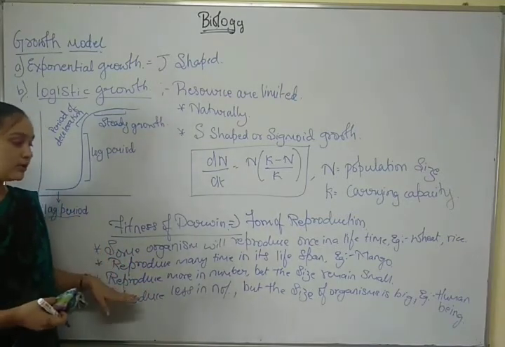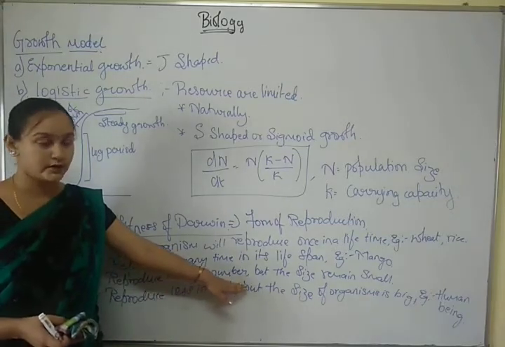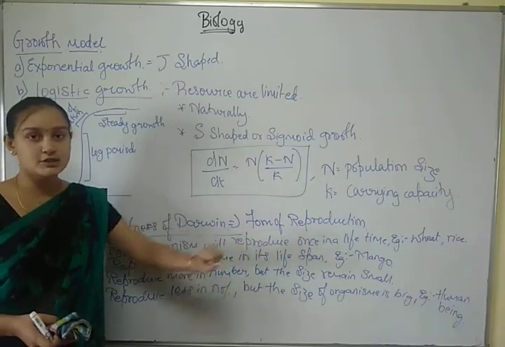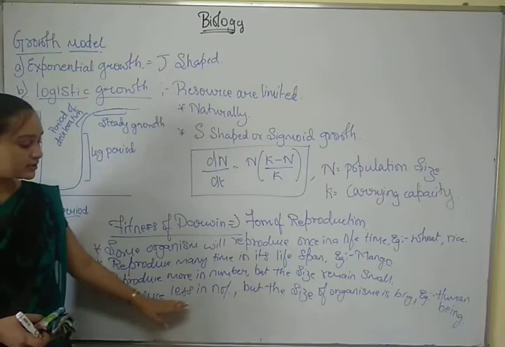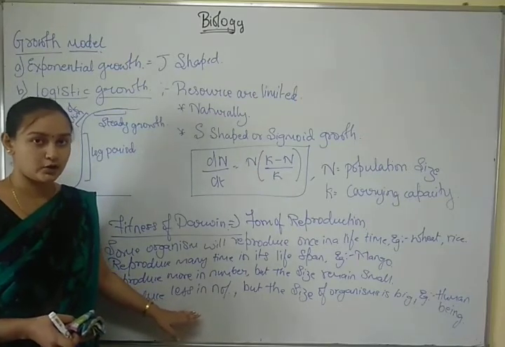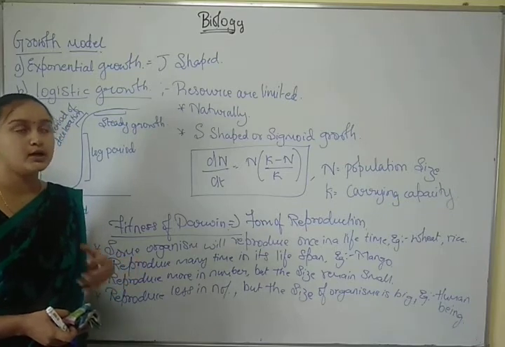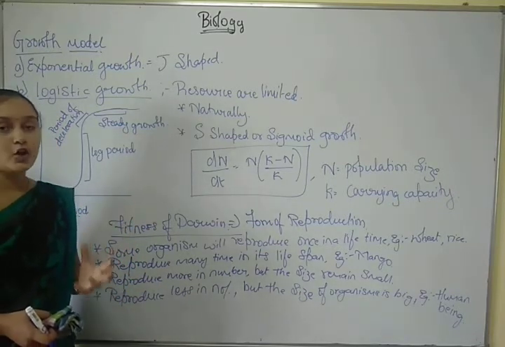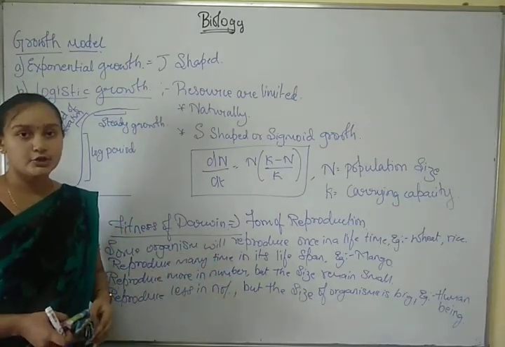Once it reproduces, the number will be more, but the size of that offspring will remain small. The last point is that the reproduction is less in number. The organisms reproduce less, about 2 to 3 offspring, but the size of the organism remains big. For this, the example is human being.